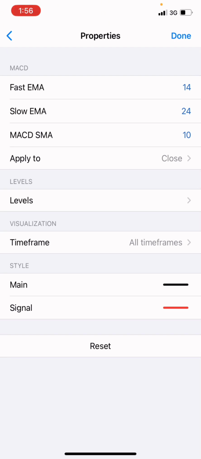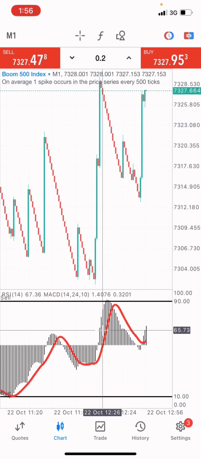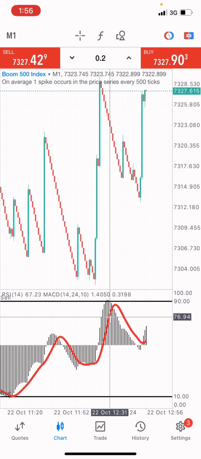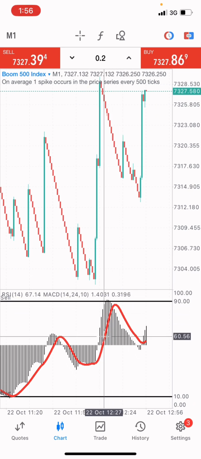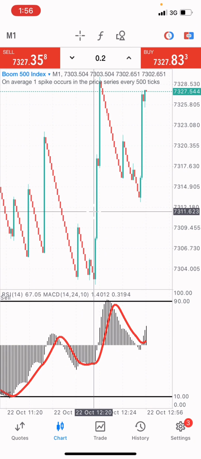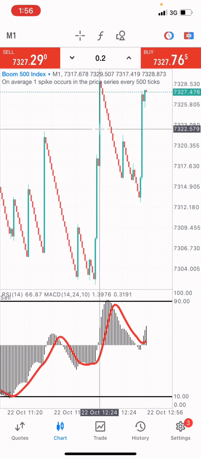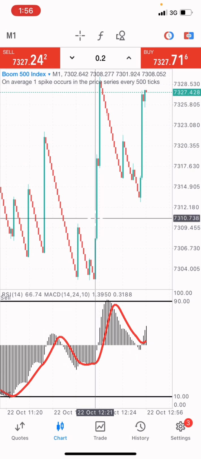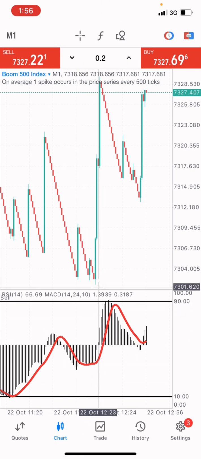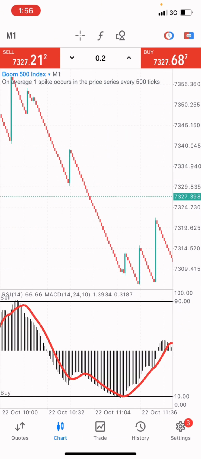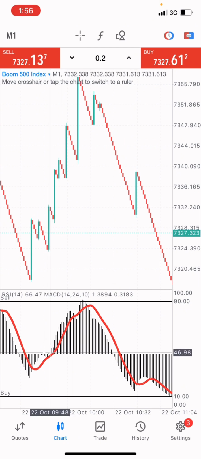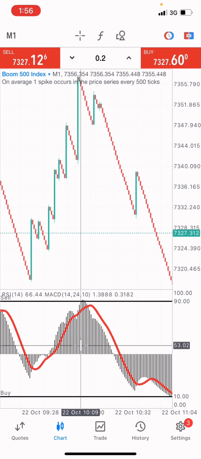Each setup has its own strategy. Okay, now with using this setup, which is the parameters for the MACD, the upward trend will show us that there's a lot of spike for boom market. All right, you can see there's a lot of spike on the upward trend.